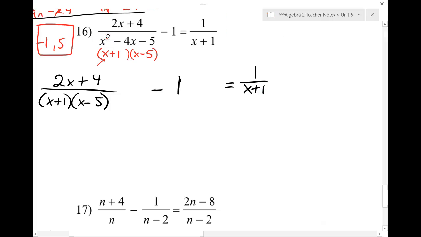Okay, so now let's multiply a denominator. Multiply something that will cancel out all the denominators. Well, to cancel out this denominator over here, I'll have to do x plus 1. So let's do that to all of them. But in order to cancel out this denominator over here, I also have to multiply x minus 5. So let's also multiply x minus 5.